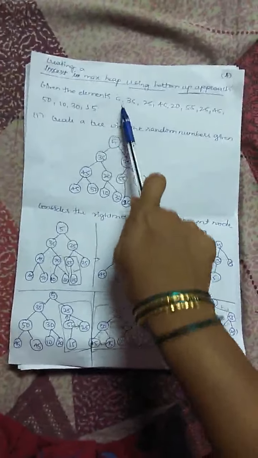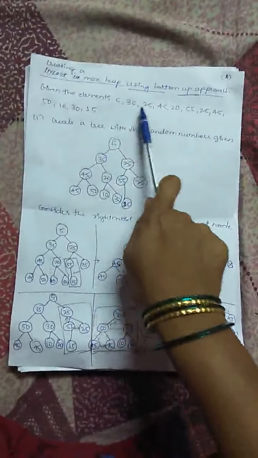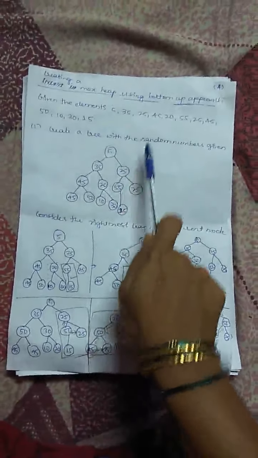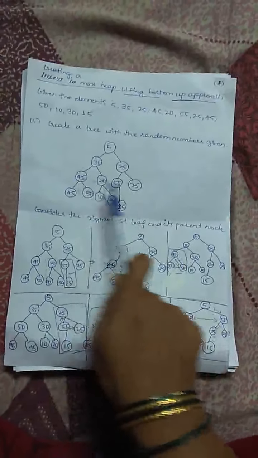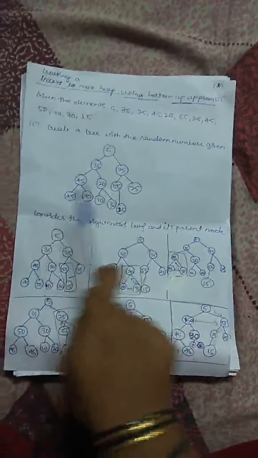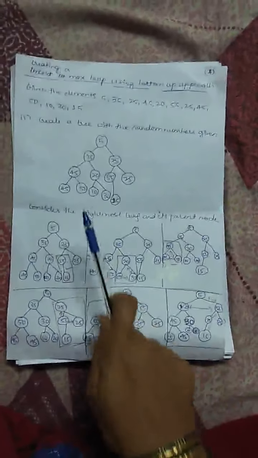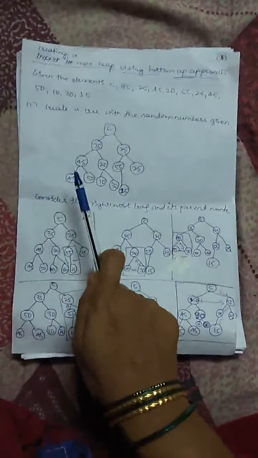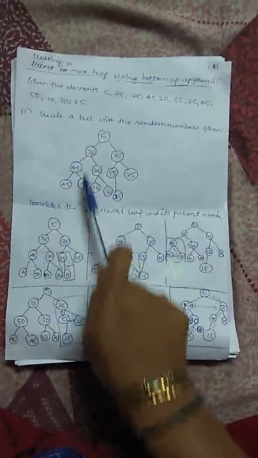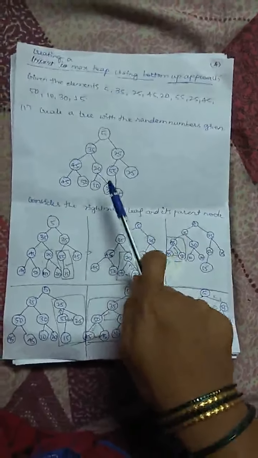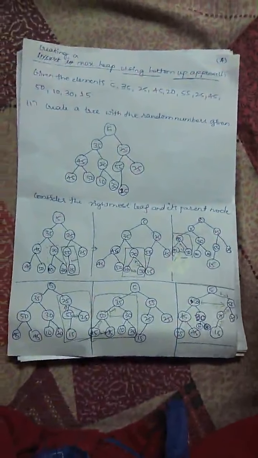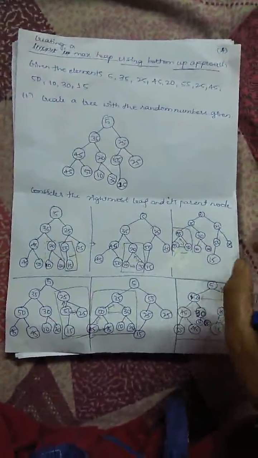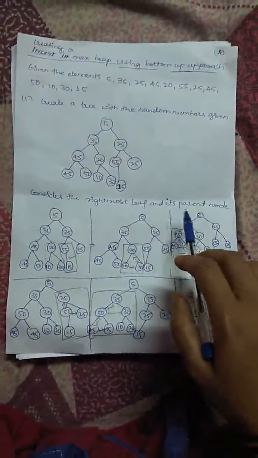Okay, take 5 as the root node, then 35 and 25 as its children. Next number is what? 45. Take it level-wise, you go on creating from left to right. So when you create level-wise from left to right, you are going to get a random tree.